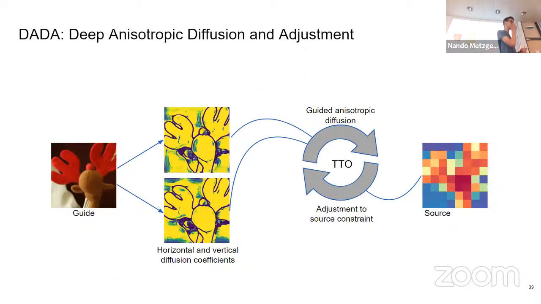So this is the very coarse idea that we had. You take the guide and you extract some diffusion coefficients. And with those diffusion coefficients, you can enter a test time optimization loop and iteratively refine the initial source that you have. And now, as a quick disclaimer, whenever I talk about diffusion, I'm talking about the 80s style anisotropic diffusion and not the fancy new diffusion that was super hyped in the last 1 or 2 years.